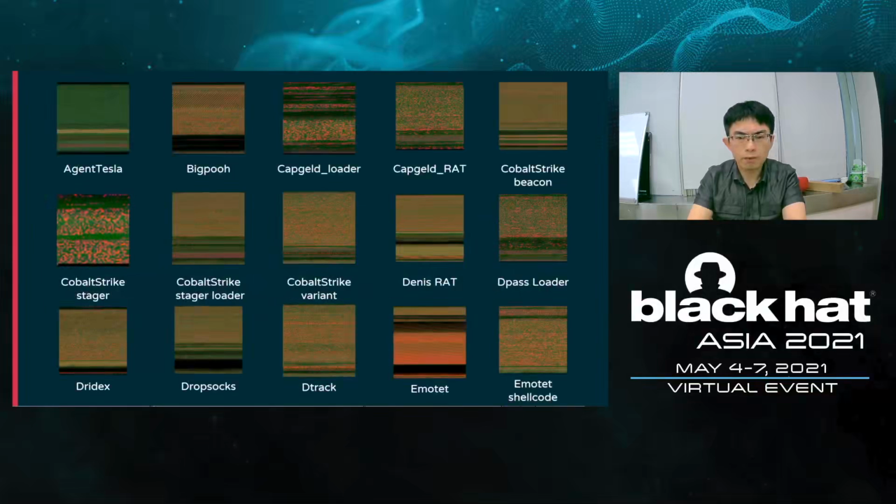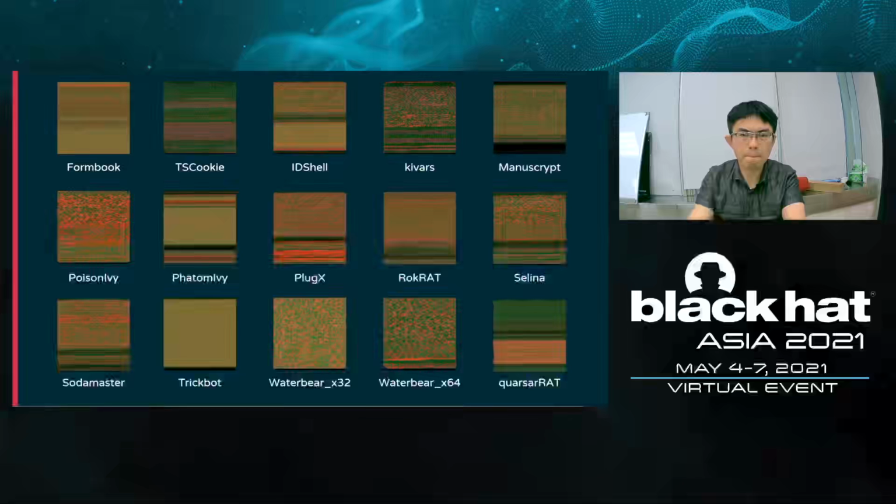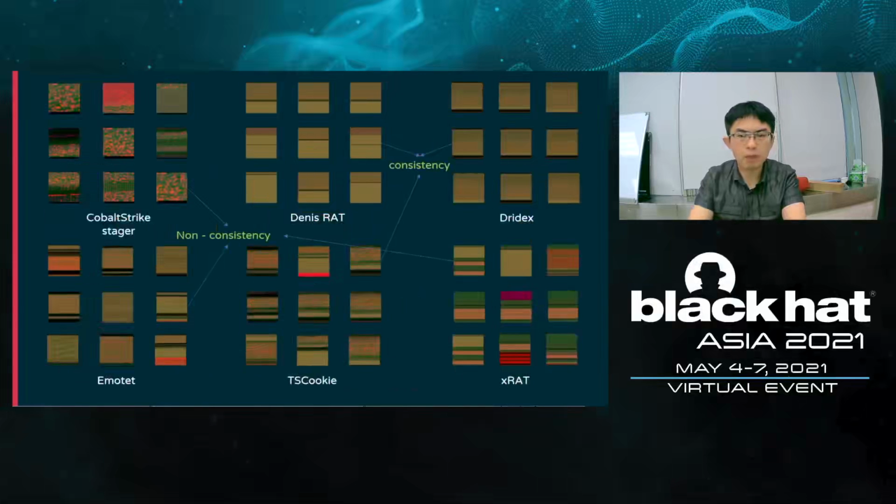Our framework will transform the malware binary to an image for classification. Before introducing our framework, we want to show you some generated photos to give you a feeling. For some malware families, for example, Dennis and Dreadex, the generated photos look fairly similar. However, the generated photos could look very different for other families, such as Cobalt Strike Stager, Emotet, etc. We will show you our framework can effectively classify this malware.